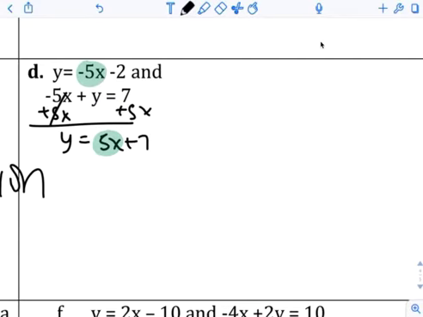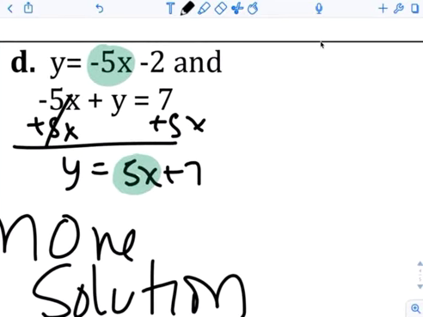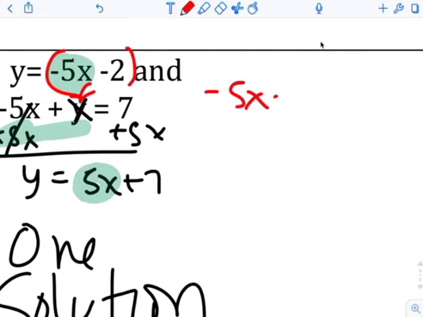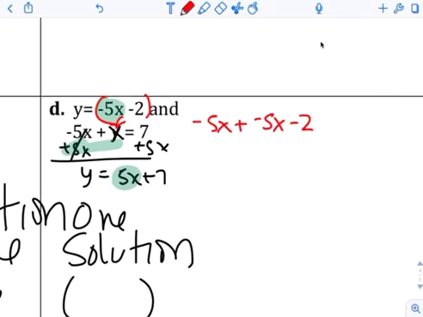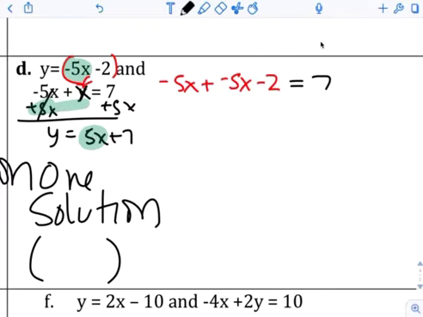Okay, so one solution. Use substitution. I'm going to substitute, get rid of that. Substitute this into there. Negative 5x minus 2 equal to that 7. Find your answer.